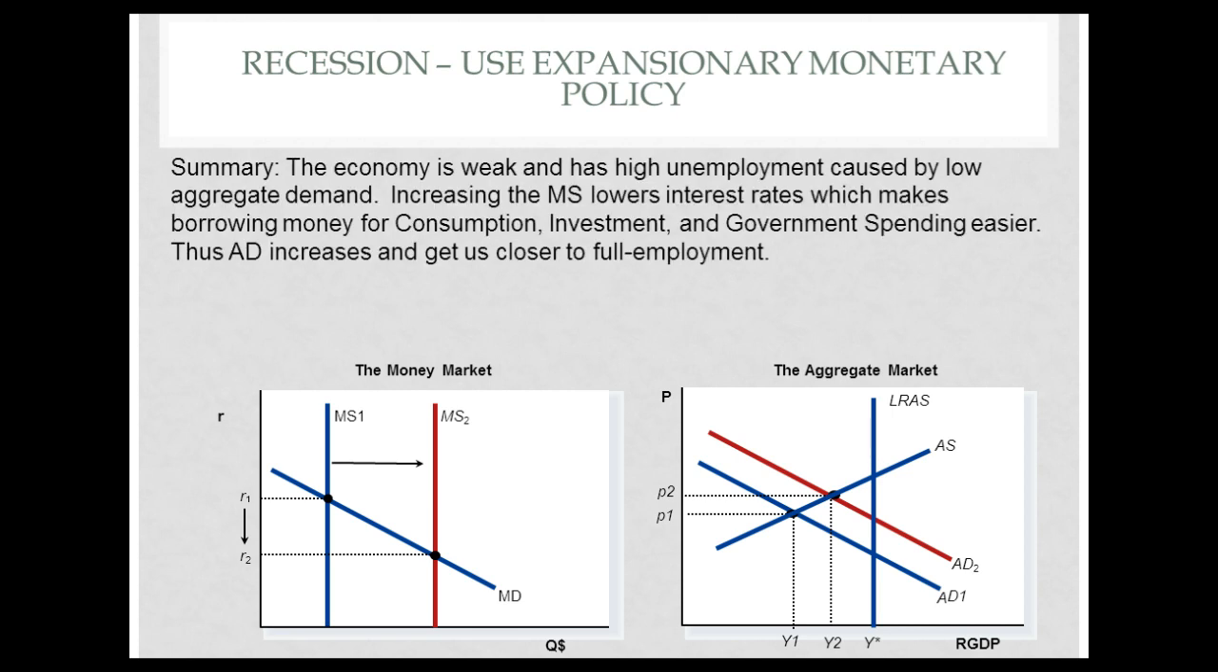Here's a quick summary one more time, and if you want to write it down, feel free at this moment. In this instance, the economy is weak and has high unemployment caused by low aggregate demand. Increasing the money supply lowers interest rates, which makes borrowing money for consumption, investment, and by the way, yes, government spending as well. And I've capitalized all those to remind you they're all components of GDP. Thus, aggregate demand increases and gets us closer to full employment, Y star. That's what the Fed is ultimately trying to accomplish.